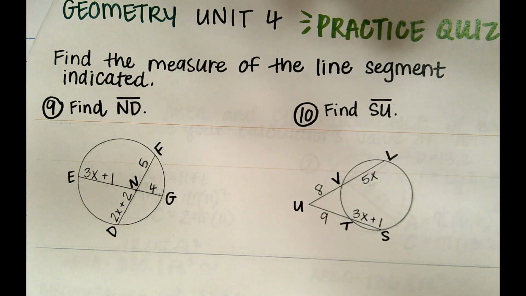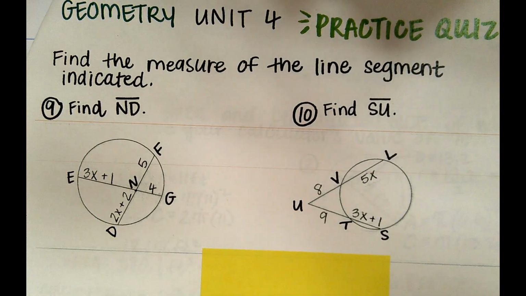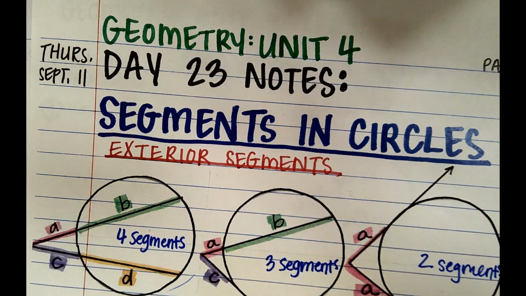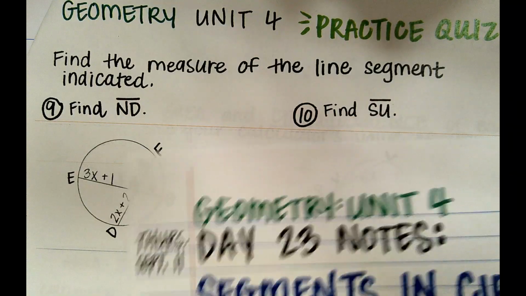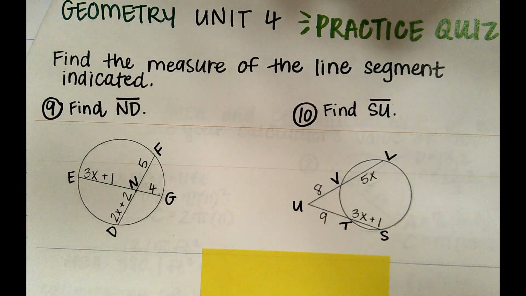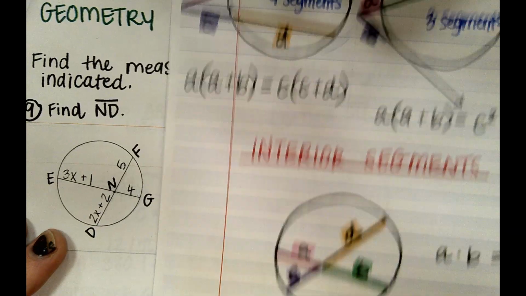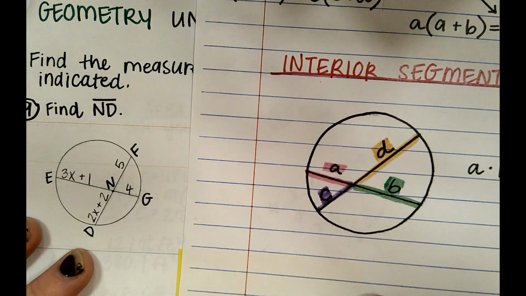So we got some formulas to write. I am going to pull out my note page from that day. And this is one that you might not want on a sticky note. You may just want to have this note page out with you from day 23. Remember, we took notes on that Thursday. A times B equals C times D. So for number 9, we have segments only inside the circle, which means we have interior segments, just like this. A times B equals C times D.